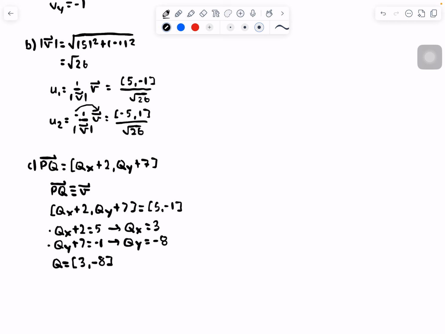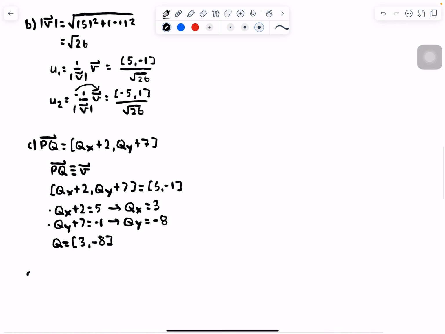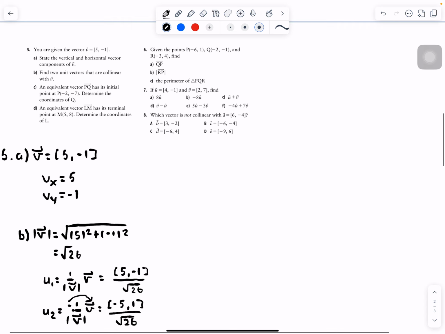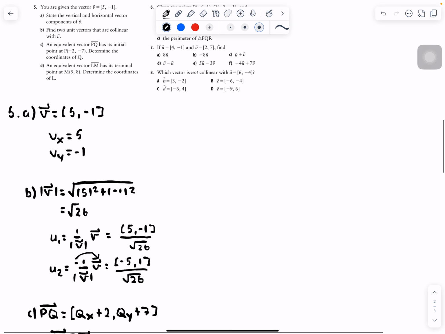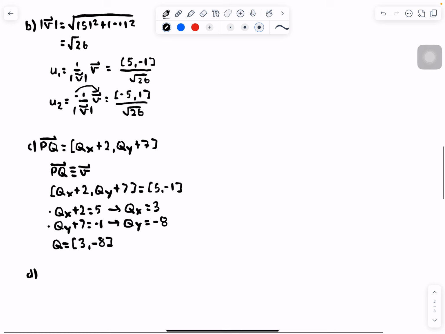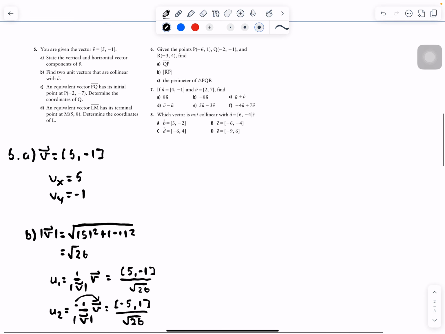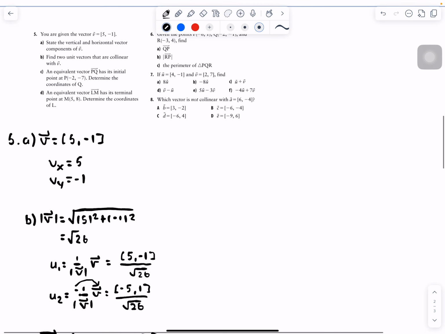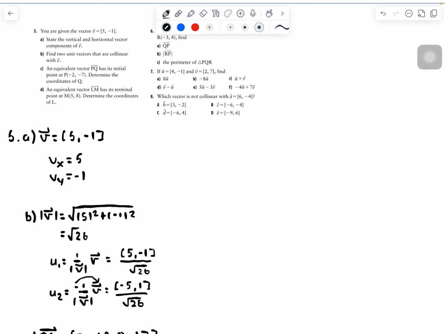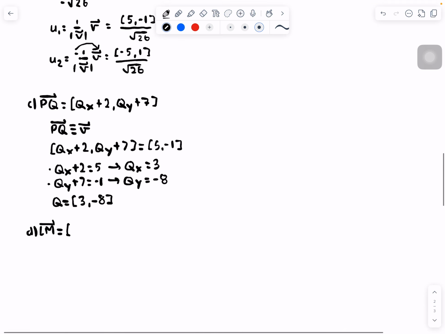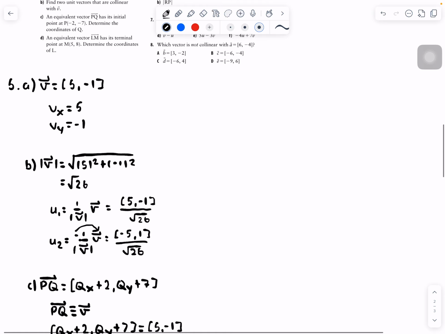Alrighty. Moving on to part D. An equivalent vector LM has its terminal point at M (5, 8). So this is the same deal as the previous question. It's just almost in reverse now. We have the terminal point at this point. So it's going to be 5 minus Lx, because we're trying to find the components of L, and we have 8 minus Ly.